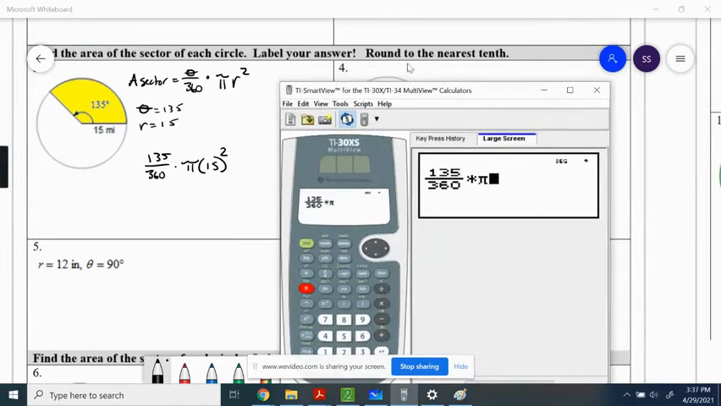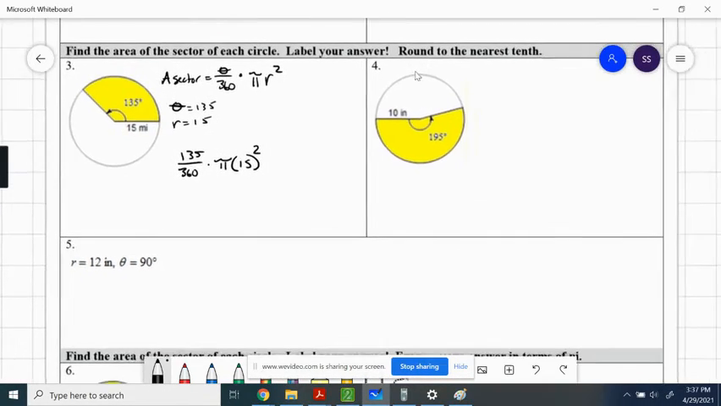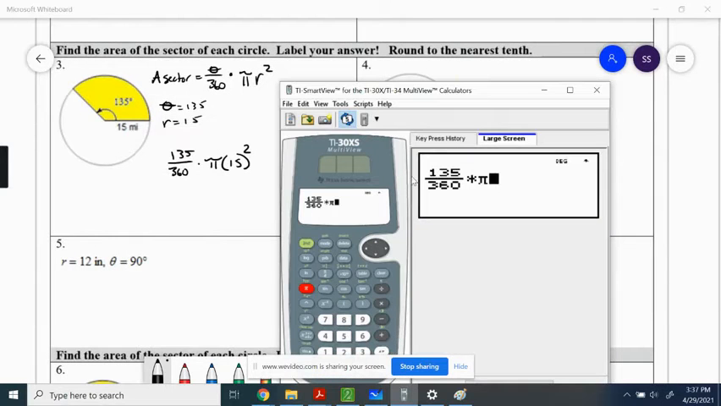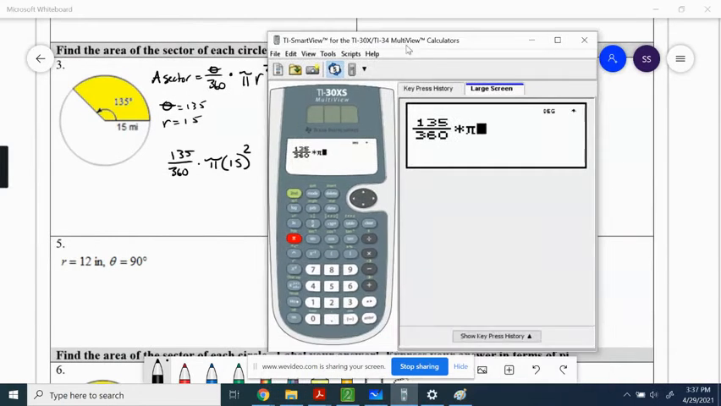Okay, so for the directions here, we want the answer rounded to the nearest tenth. So you could certainly use 3.14. That would be fine. And then times the radius squared. So I'm going to do 15, close the parentheses, hit this arrow key. I can raise it to whatever power I want. I'm going to square it. Press enter.